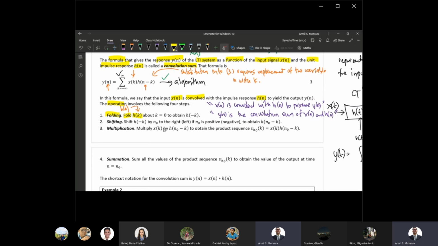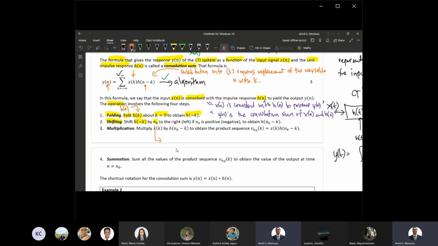So you fold now h of k, okay, about k equals 0, okay, to obtain the time reverse or the time folded version of h of k. Okay, so that's the first. Okay, now next step in the algorithm is shifting. Okay, now yung folded h of k niyo, which is now h of negative k, has to be shifted by n of 0. Okay, I'll explain the significance of n of 0 later on.